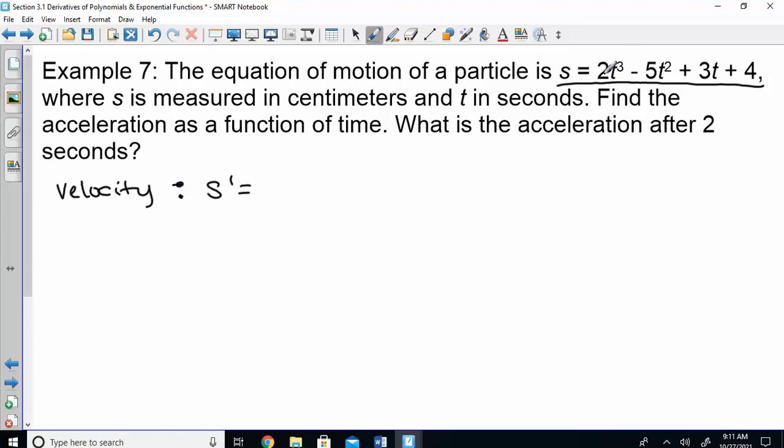So if I did this derivative, 3 comes down, 2 times 3 is 6, t, subtract 1 from the power, minus 5 times 2 is 10, t, subtract 1 from the power, so just t to the first, plus, what's the derivative of 3t? The t would become a 1, so it's just a 3. Plus, what's the derivative of 4? 0. So there's my velocity.